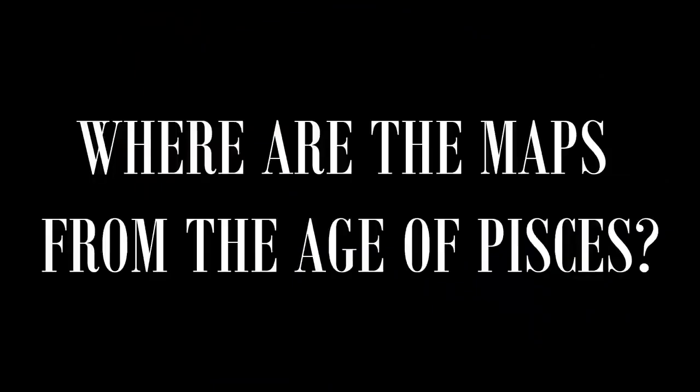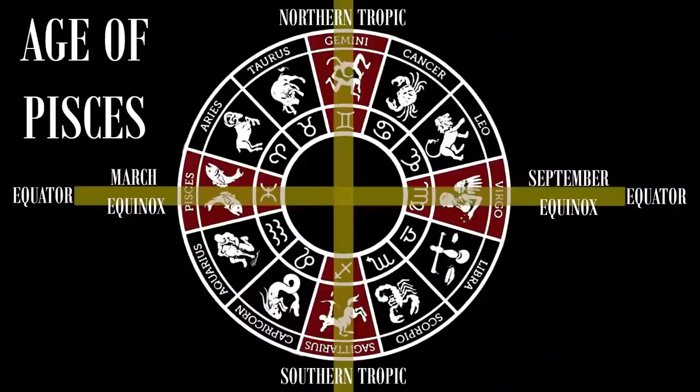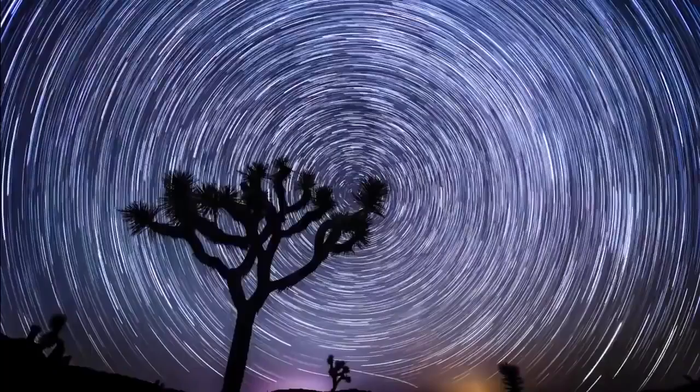Where are the maps from the Age of Pisces? The maps of the last 2,000 years? And could these maps actually be over 2,000 years old? It seems like someone does not want us to know the age we reside in, or wants to distract us from finding out just how important the precession of the equinox really is.